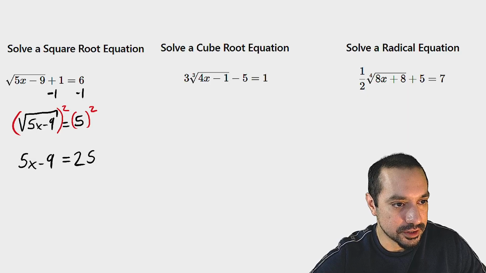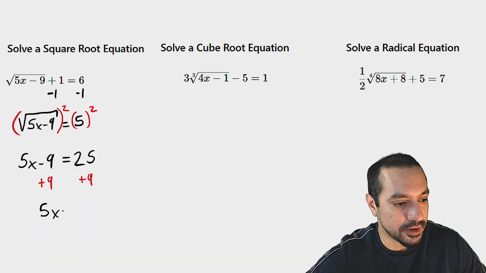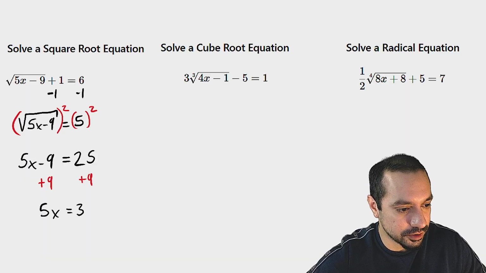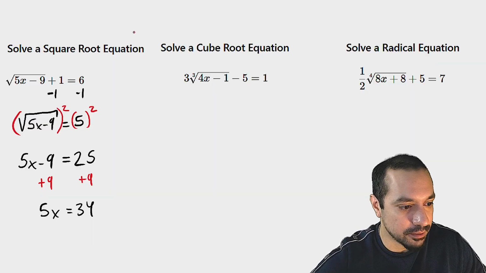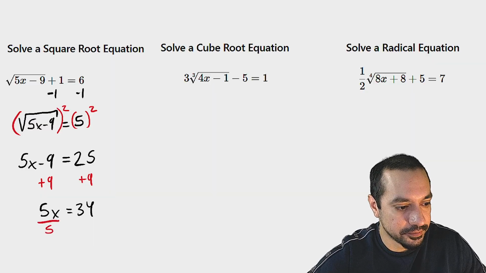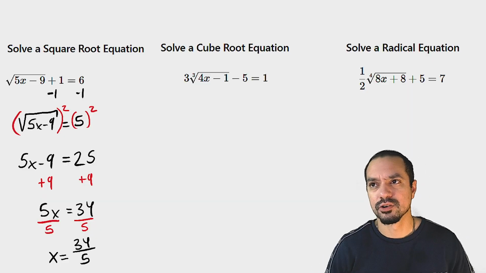We're going to go ahead and continue here. So now this is just a nice linear kind of setup here. I'm going to add 9 to both sides. We get 5x equals 34. And then my last step, I'm going to divide both sides by 5. And so we get x equals 34 over 5. And that fraction can't be simplified. So I'll go ahead and stop there.